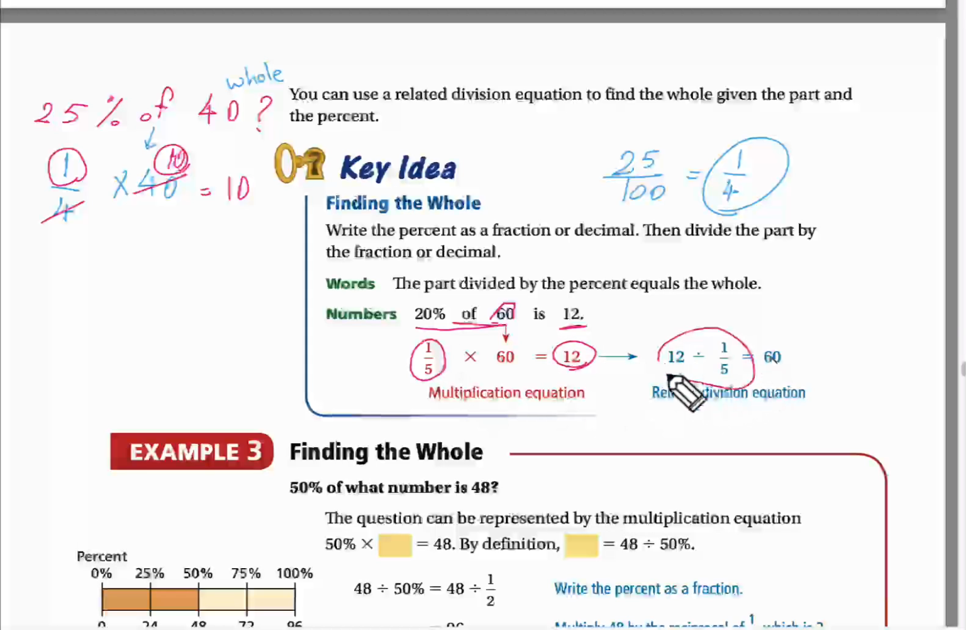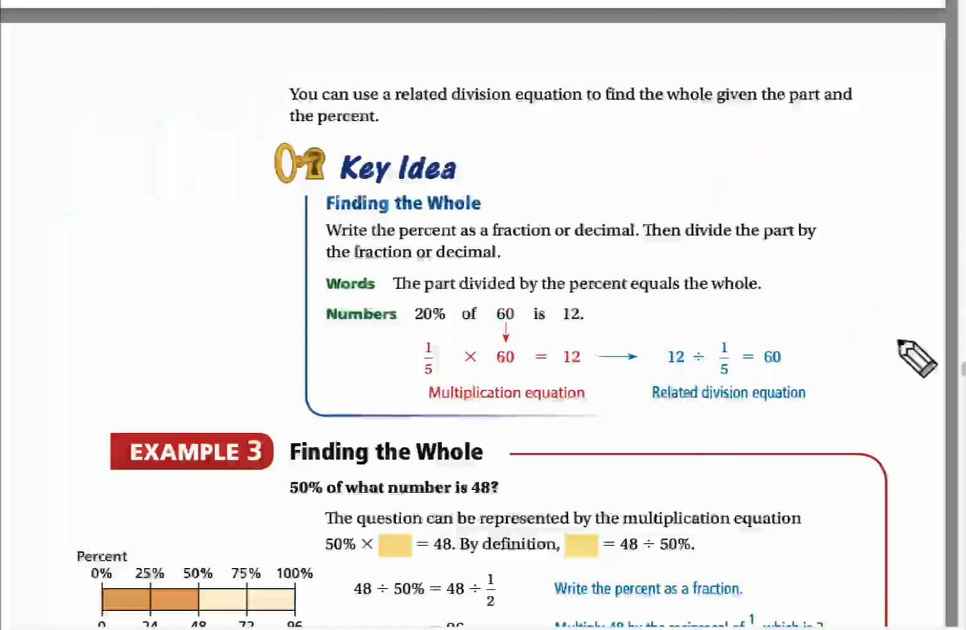Do you remember how to divide a number by a fraction? When you divide 12 by a fraction, you multiply it by the reciprocal. So it's the same as 12 times 5/1. And 5/1 is 5. So 12 multiplied by 5 equals 60. Okay. Let's take another example to make sure that we understand the part.